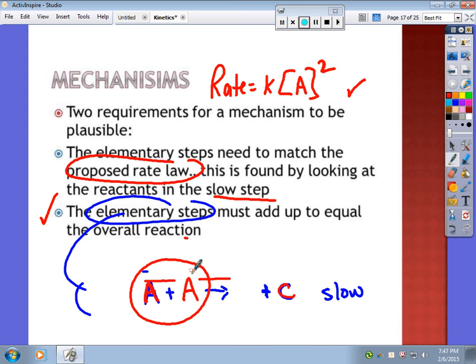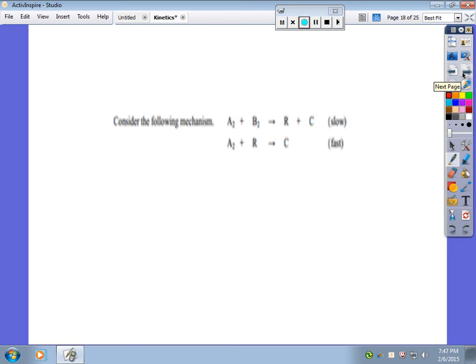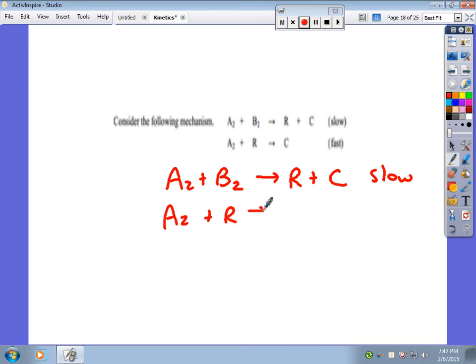Let's try another one. Let's try the one on this page you can't really see real well. Okay, I'm going to go ahead and write it over. This is A2, diatomic B, diatomic R, plus C, and this is slow. And this is A2 here, plus R, plus C, and this is fast. I'm going to go ahead and add X, so we can learn about something new.